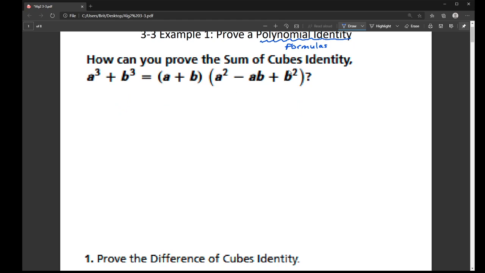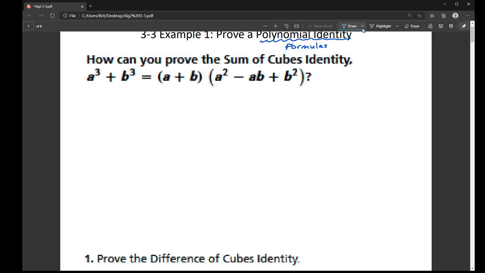So the sum of cubes identity, okay, a cube is an expression written to the third power. So we have this formula here that says a cubed plus b cubed is equal to a plus b times a squared minus ab plus b squared. All right, so this is called the sum of cubes identity. And it's a way to factor when you have something cubed like this.